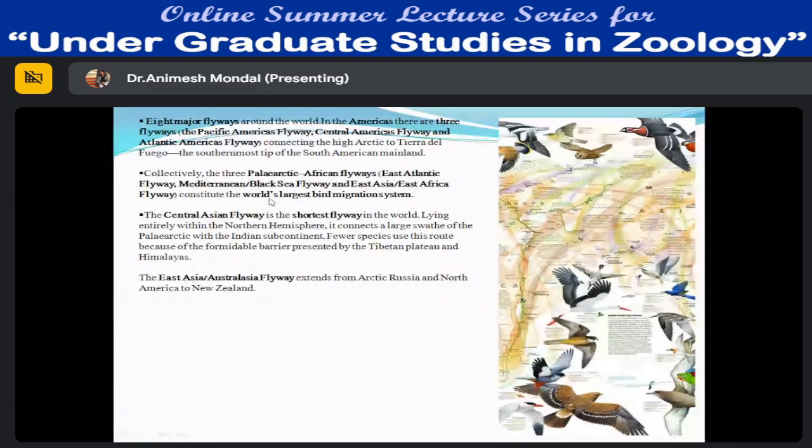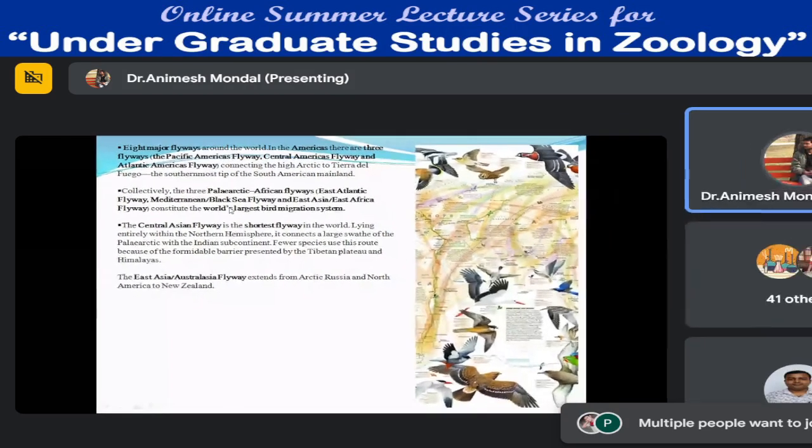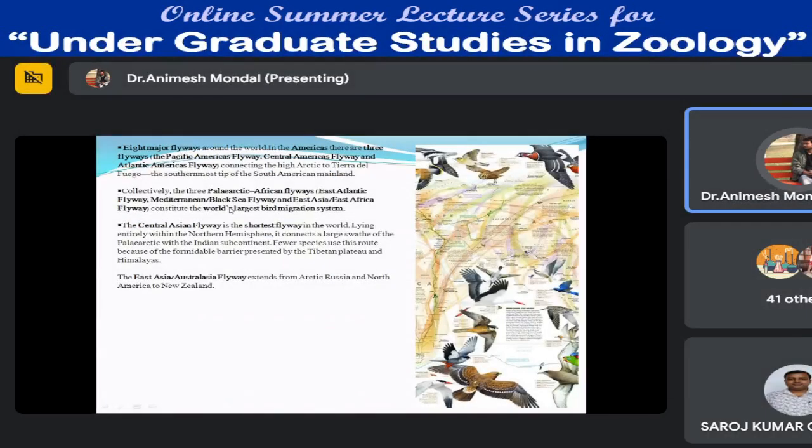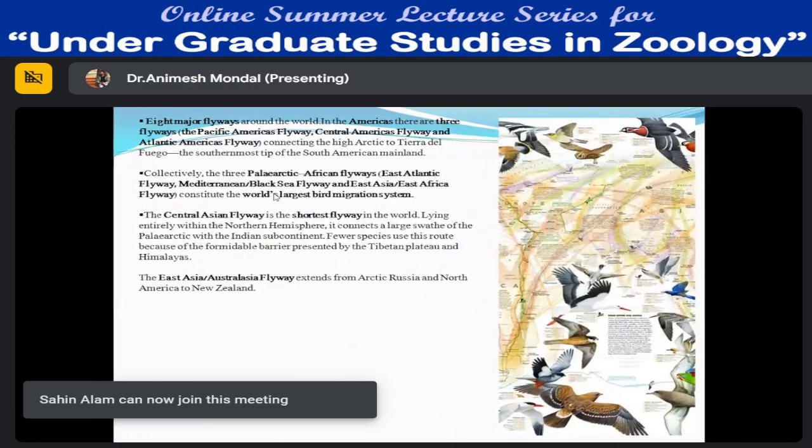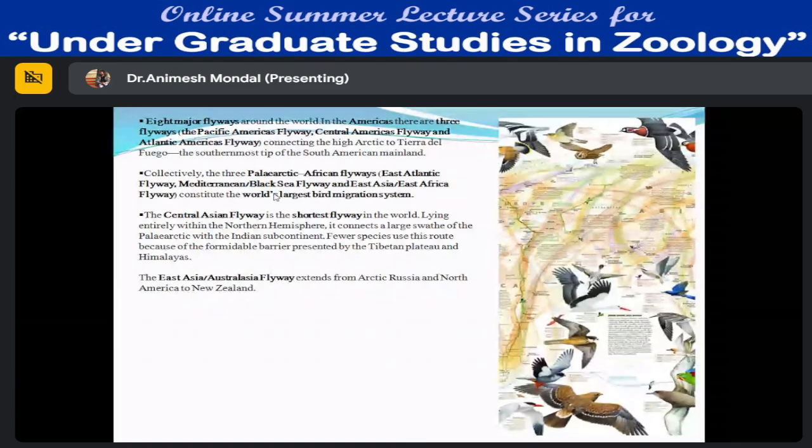So the Central Asian flyway, it is the shortest flyway of the world and lying entirely within the northern hemisphere, and it connects a large swath of the Palearctic with the Indian subcontinent. Now fewer species use this route because of the formidable barrier that is present in the Tibetan Plateau and Himalayas. So in India, the majority of the birds which are migrating here, they use the Central Asian flyway.